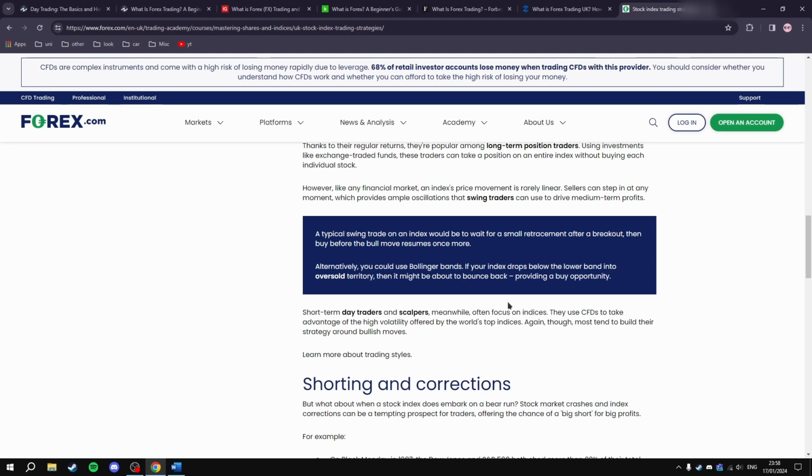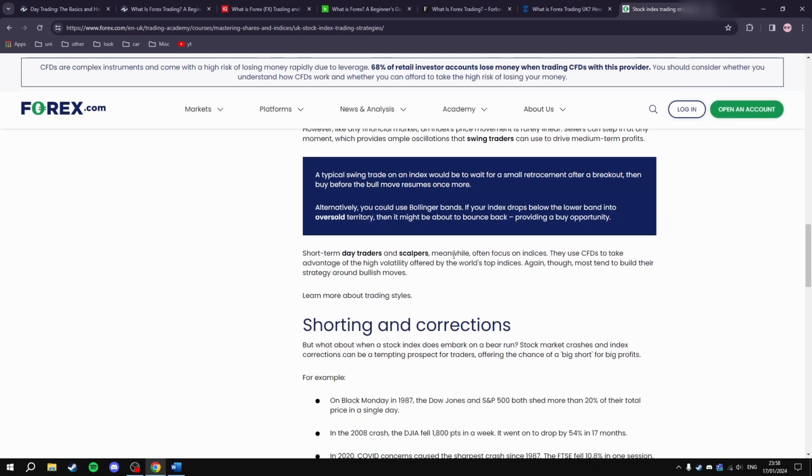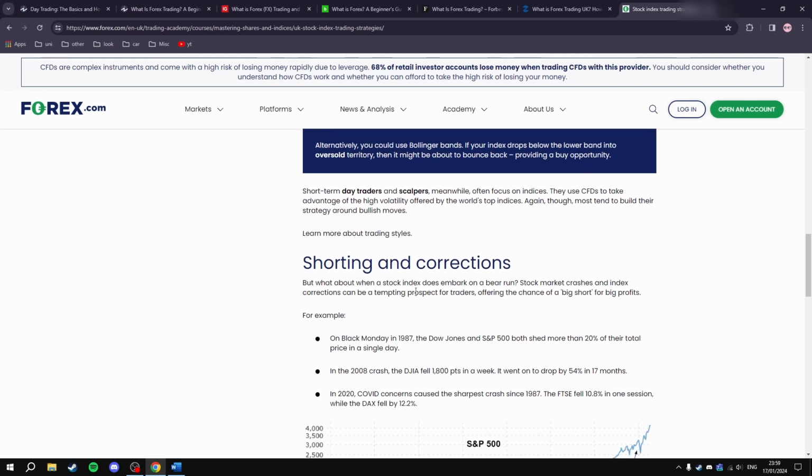Alternatively, you could use Bollinger Bands. If your index drops below the lower band into oversold territory, then it might be about to bounce back, providing a buy opportunity. Short-term day traders and scalpers, meanwhile, often focus on indices. They use CFDs to take advantage of the high volatility offered by the world's top indices. Again though, most tend to build their strategy around bullish moves. Learn more about trading styles.